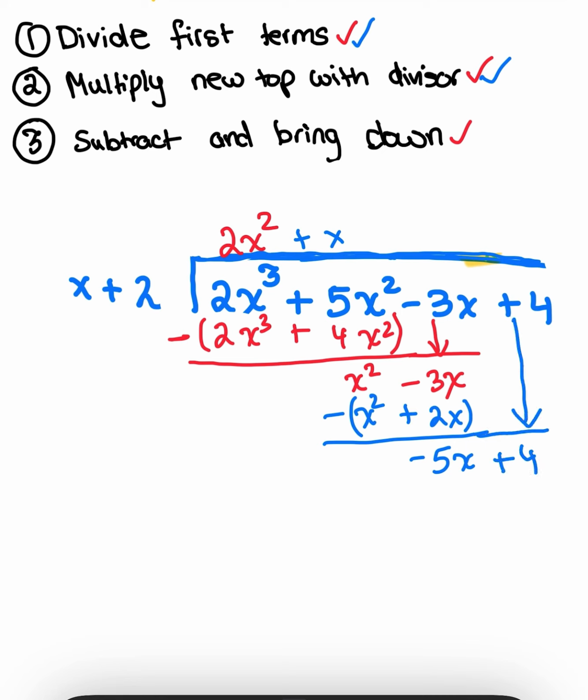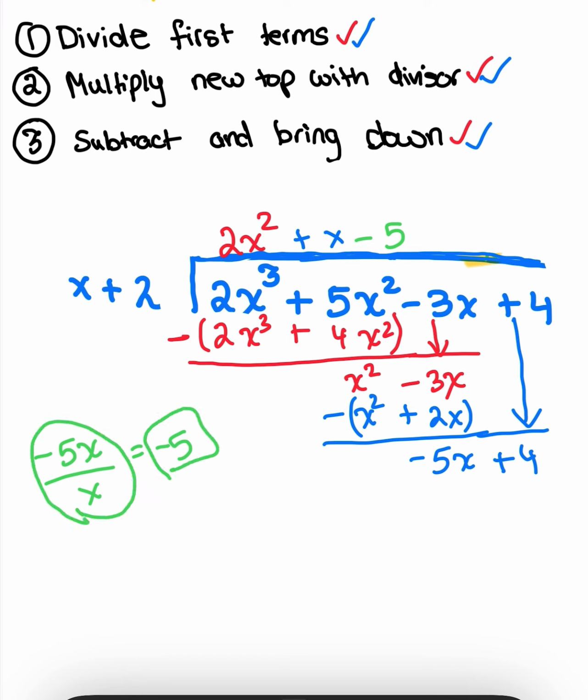Okay. Now I start over again. I'm going to change color. So I have to divide the first term. So this is my first term, and then this is my first term. Negative 5x divided by x. That's just negative 5. So I'm going to write that at the top. So whenever you're dividing two numbers, the answer goes at the top. Whenever you're multiplying two numbers, the answer goes at the bottom or inside the box, okay?